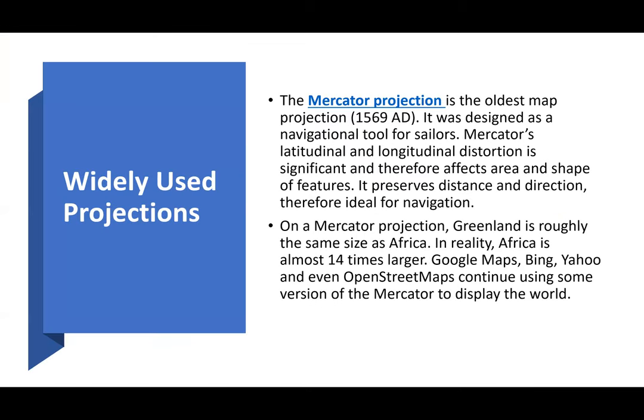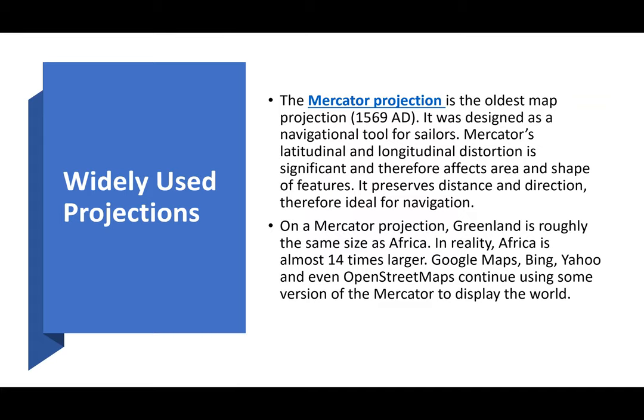Widely used projections: Mercator is the oldest map projection. It was designed as a navigational tool for sailors and is associated with a person. Mercator's latitudinal and longitudinal distortion is significant and therefore affects area and shape of features, but it preserves distance and direction, therefore ideal for navigation. So again, seeing which projection is appropriate for the type of map that you're making.